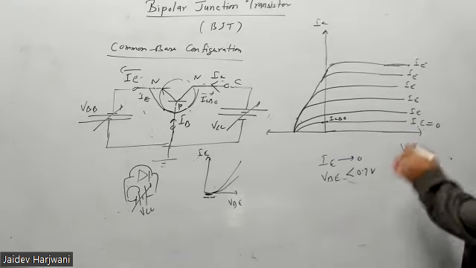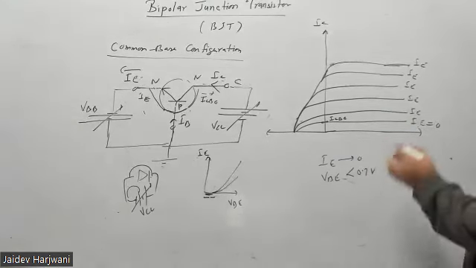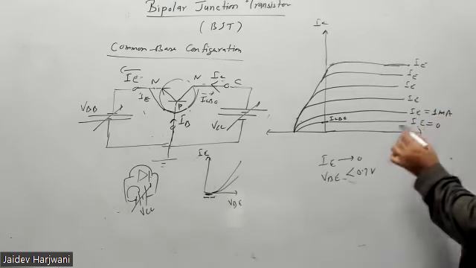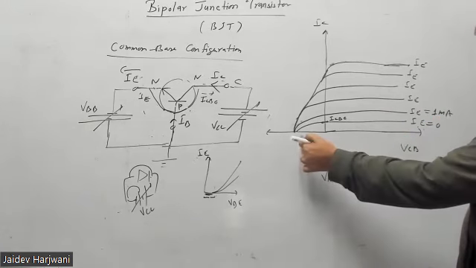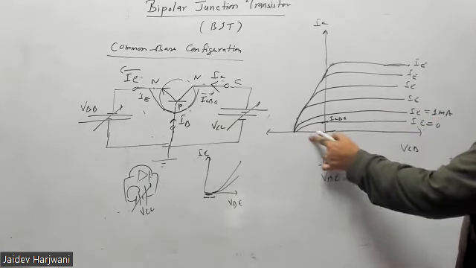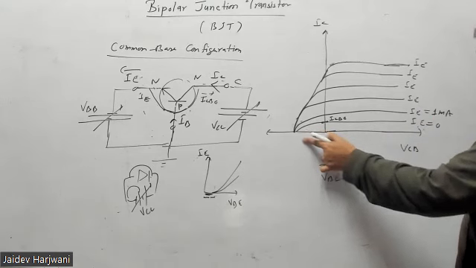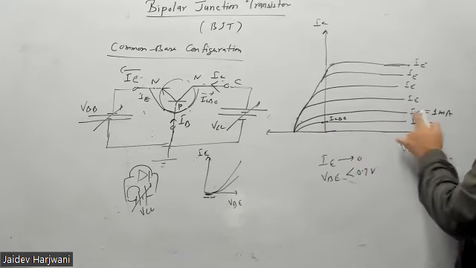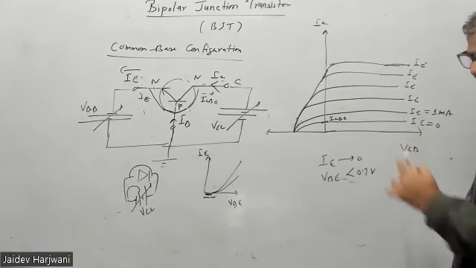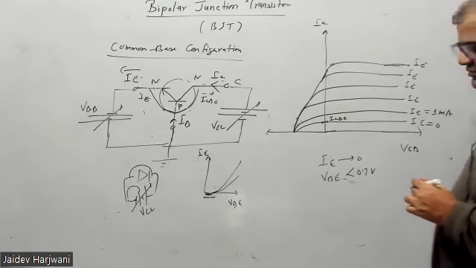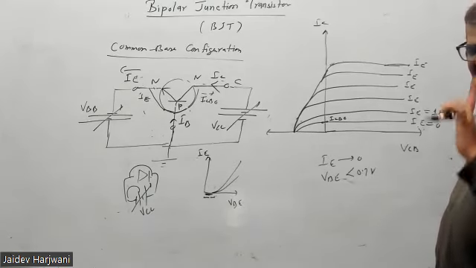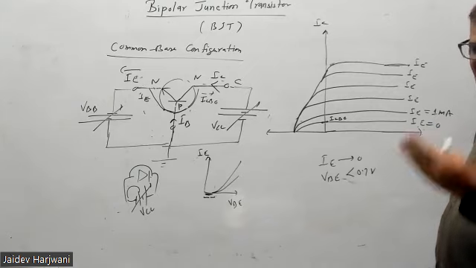Now, say second measurement. I am keeping IE 1 milliampere. And I am coming from here. Negative means what? Saturation. Now I'm coming to positive VCB. So I am getting some IC value. So IE is 1 milliampere. What will be the value of IC? If IE is 1 milliampere, what is the value of IC?